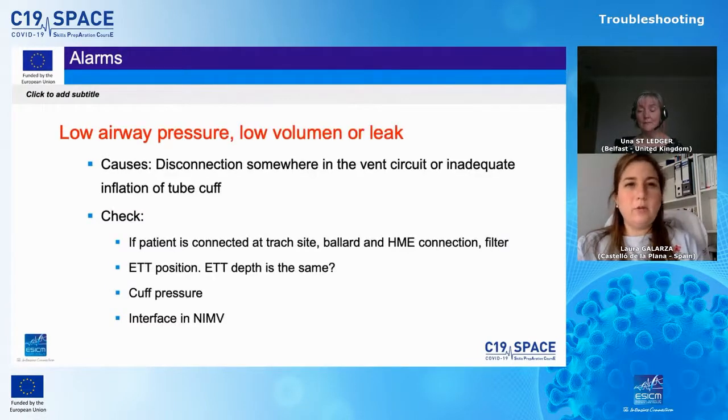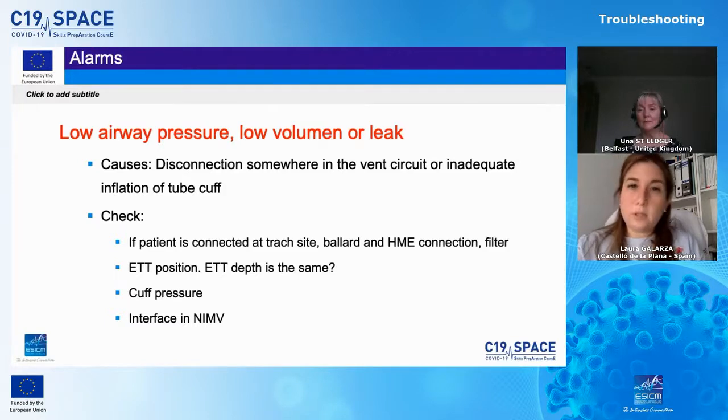Now we will change to the low airway pressure, low volume or leak alarm. This alarm is seen when there's a disconnection somewhere in the ventilator circuit or an inadequate inflation of the tube cuff. We should check if the patient is connected at the tracheostomy side, the closed suction systems or inline suction system, as you call it, the heat and moisture exchanger connection and the filter.